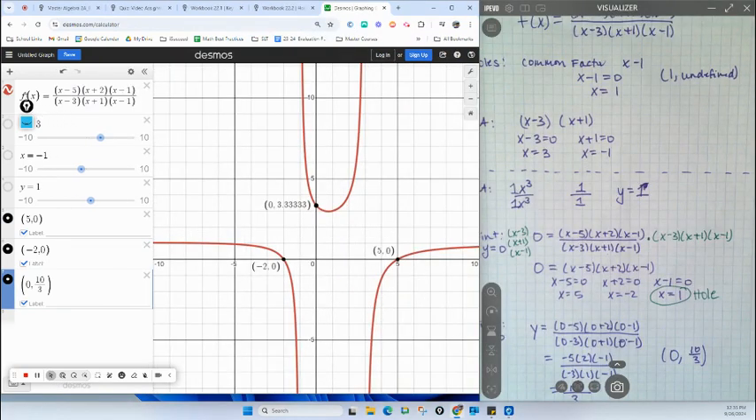So here I have typed in that function. I can see my y-intercept that I just found. They changed it to a decimal for me, but that's fine, 10/3. I can see my first x-intercept at -2, my second x-intercept at 5. But remember, we had that hole. X equaling 1 was that hole.